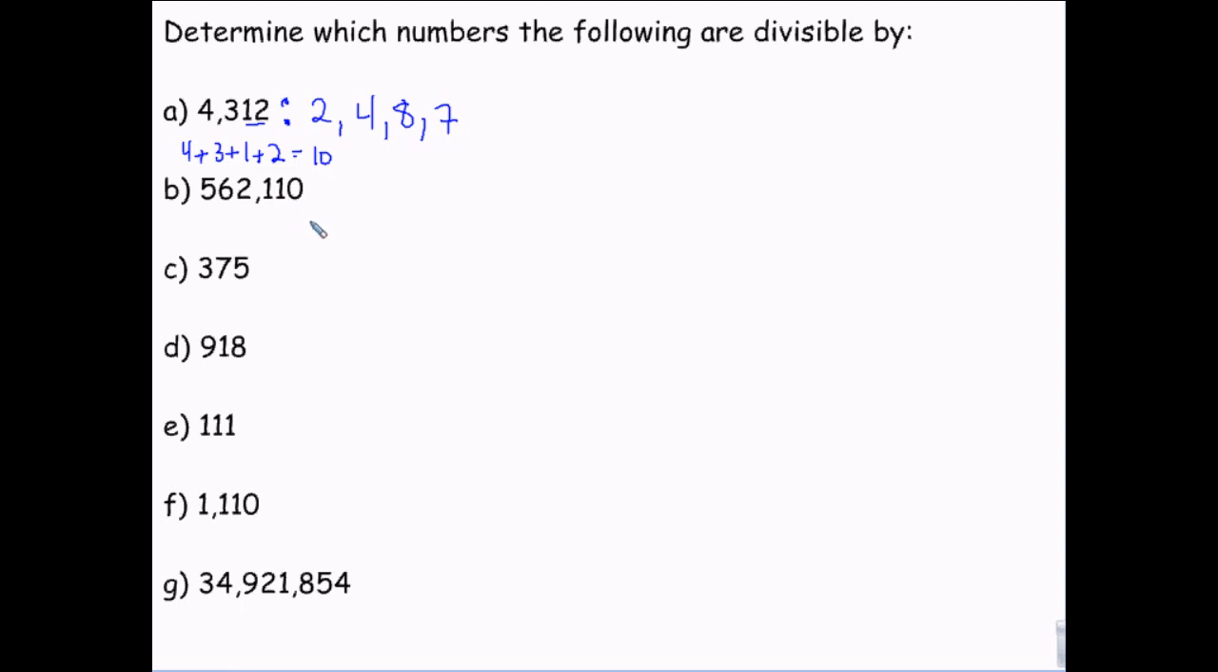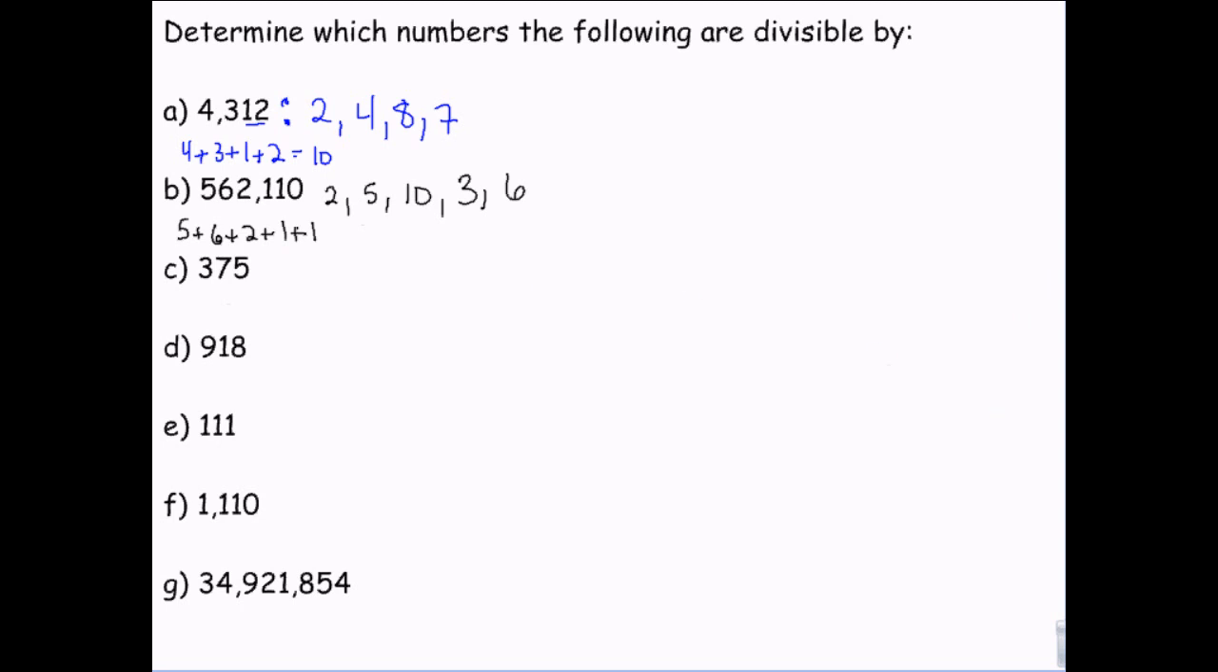562,110. 2 works. 5 works. 10 works. Let's test for 3. Don't have to add the 0. I get 11, 12, 13, 14, 15. So it will also divide by 3. Yeah, it does divide by 2 and 3, so it'll divide by 6. 15 doesn't divide by 9, though, so it won't divide by 9. And then if you want, you can try 7. But we're just going to skip 7 for right now.